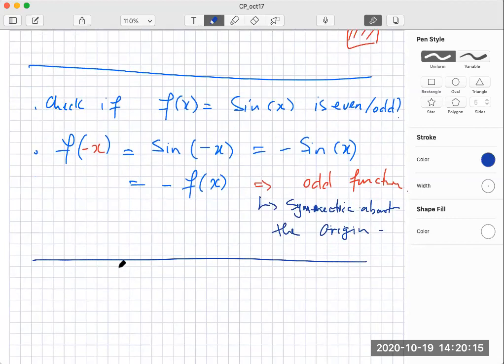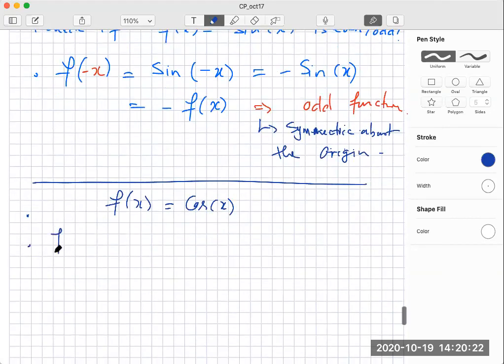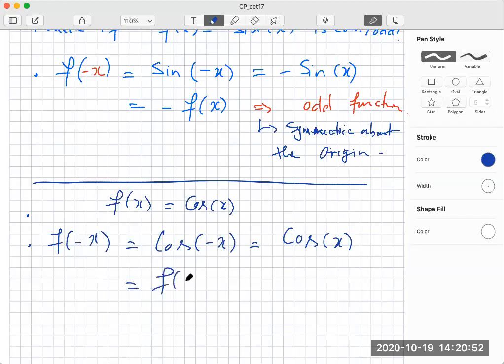The similar question, if we check f of x is cosine of x, we need to evaluate f of negative x. In this case, it will be cosine of negative x, right? And cosine, from trig function properties, we know that it is the same as cosine of x. Then again, cosine of x is exactly f of x. Therefore, it is even. If it is even, then it is symmetric about the y-axis, right?